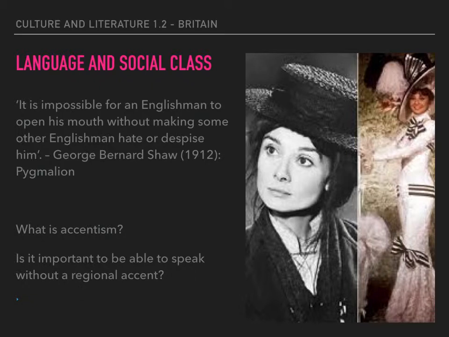Language and social class play an important role. Often, the way that someone speaks allows us to understand what class that person comes from, and most likely also what jobs they have. George Bernard Shaw wrote that it's impossible for an Englishman to open his mouth without making some other Englishman hate or despise him. And this is based on the idea of accentism. So how can you tell, or how do you discriminate against people based upon the way that they talk?